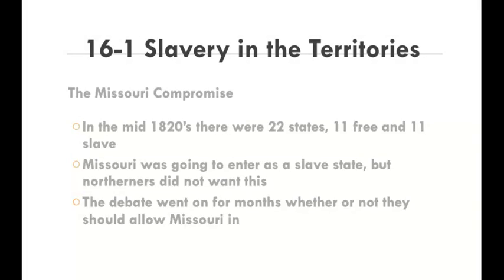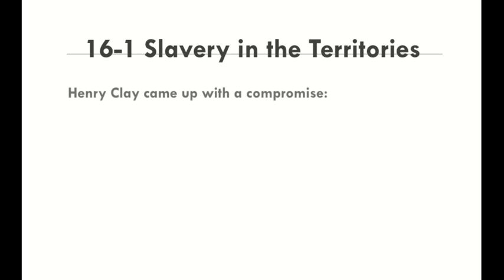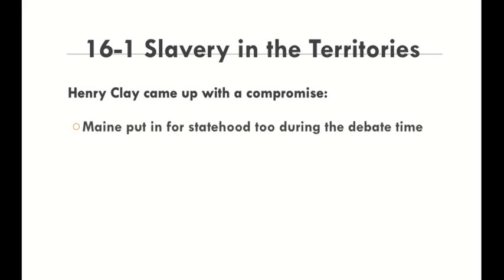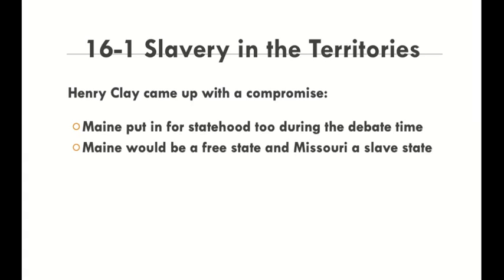And eventually, a man by the name of Henry Clay came up with a compromise. His compromise worked because about the same time, Maine decided that they were ready to apply for statehood as well. So the compromise ended up being pretty easy. Maine would be a free state, and Missouri would be a slave state. This would keep the total the same. Now it would be 12 and 12 with the 24 states.